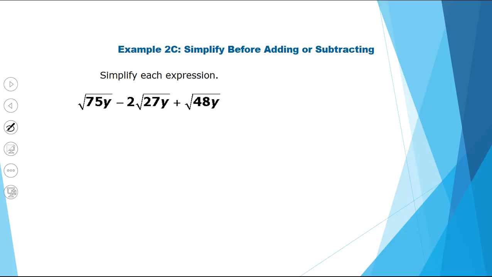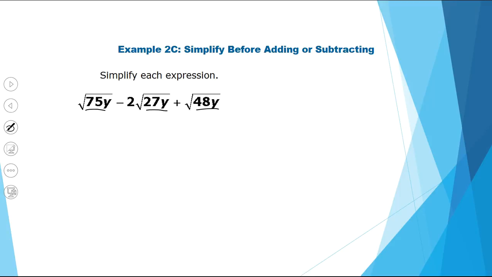Alright, let's just do maybe one more like this. Now these three terms, of course, are not like radicals currently. I have the square root of 75y, the square root of 27y, and the square root of 48y. Yes, they all do have y's in them.